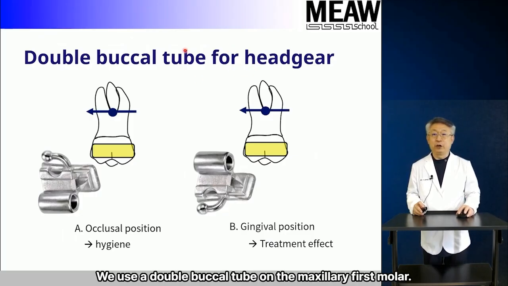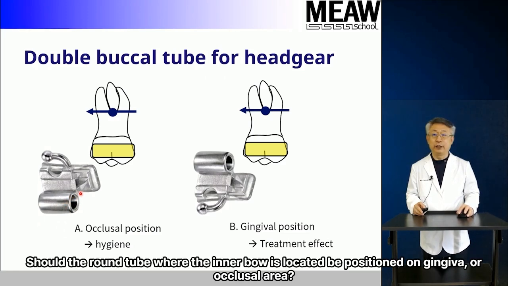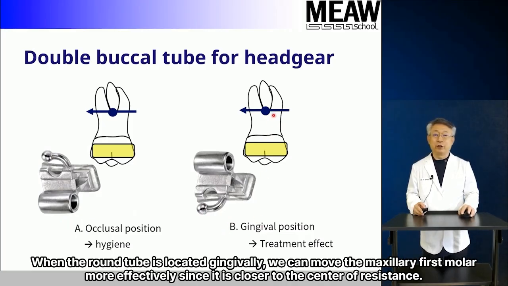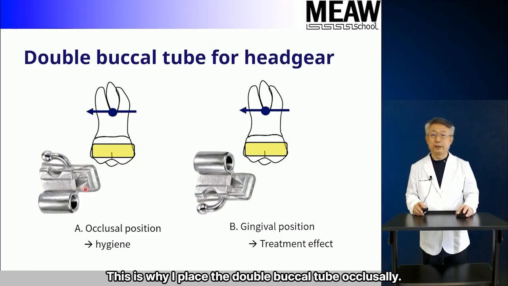We use a double buccal tube on the maxillary first molar. There is a round tube with a large diameter in the double buccal tube. Should the round tube where the inner bow is located be positioned on gingiva or occlusal area? When the round tube is located gingivally, we can move the maxillary first molar more effectively since it is closer to the center of resistance. But this is not good for oral hygiene. This is why I place the double buccal tube occlusally.